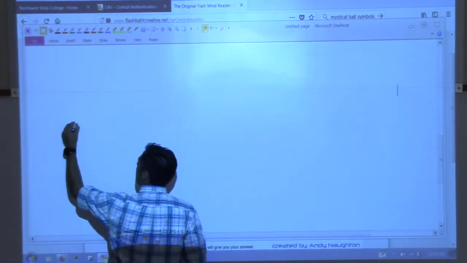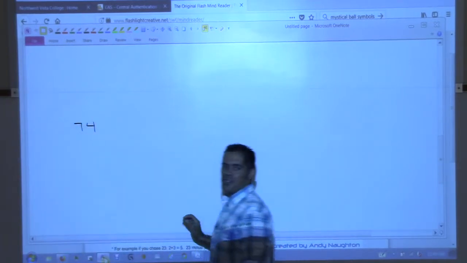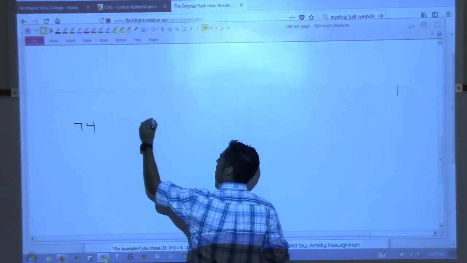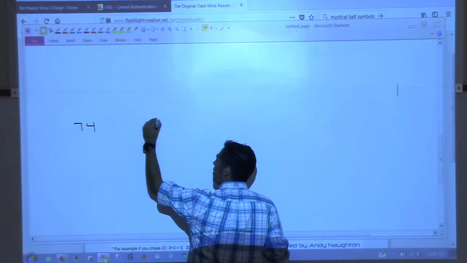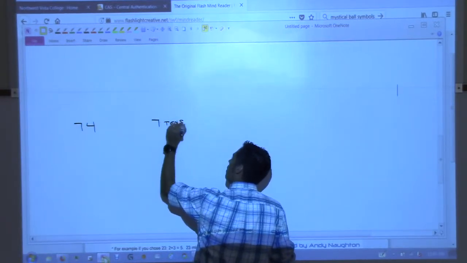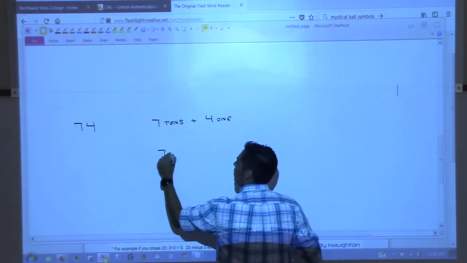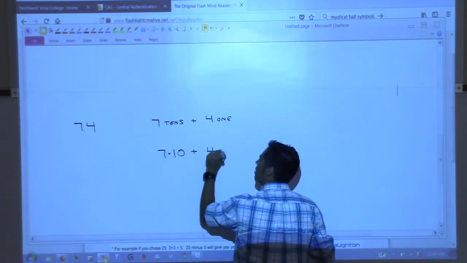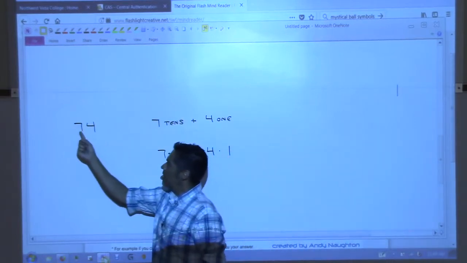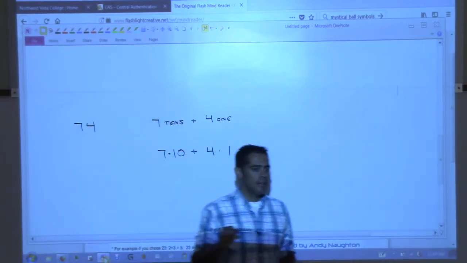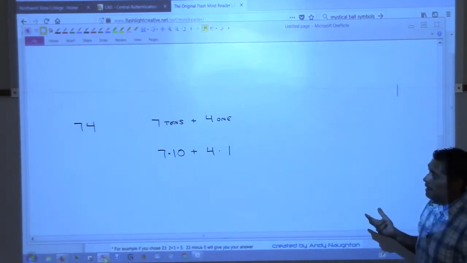I'm going to write. Someone give me the original number that they picked. 74? Okay. What does 74 really mean? If we go back to what 74 actually means when we're learning about numbers, it means 7 tens plus 4 ones, right? Or you could write that as 7 times 10 plus 4 times 1. Agreed? Now, what I'm supposed to do next is take the 7 and the 4 and add them up together. What's 7 plus 4? 11.